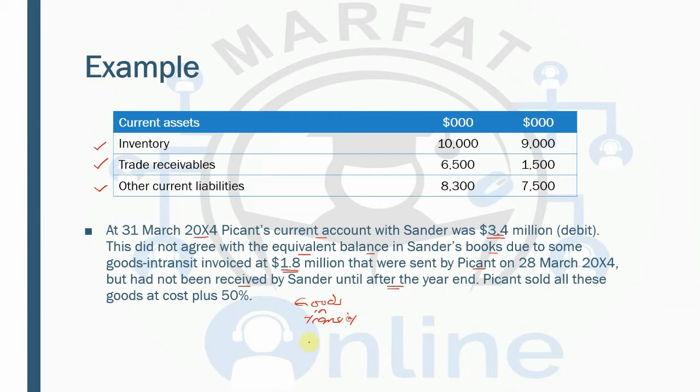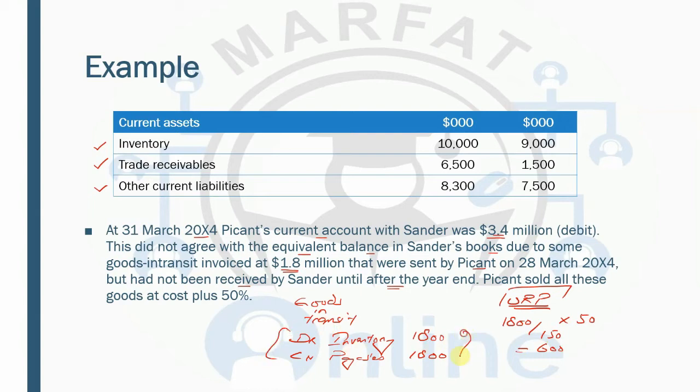Now the adjustment of goods in transit is debit inventory, credit payables, because we make them receive the inventory of 1,800 and the relevant payable will be recorded. Pecant sold all of these goods at cost plus 50%. Now that means we have to calculate the unrealized profit. So unrealized profit: 1,800 divided by 150 multiplied by 50 gives you 600. This is the unrealized profit.